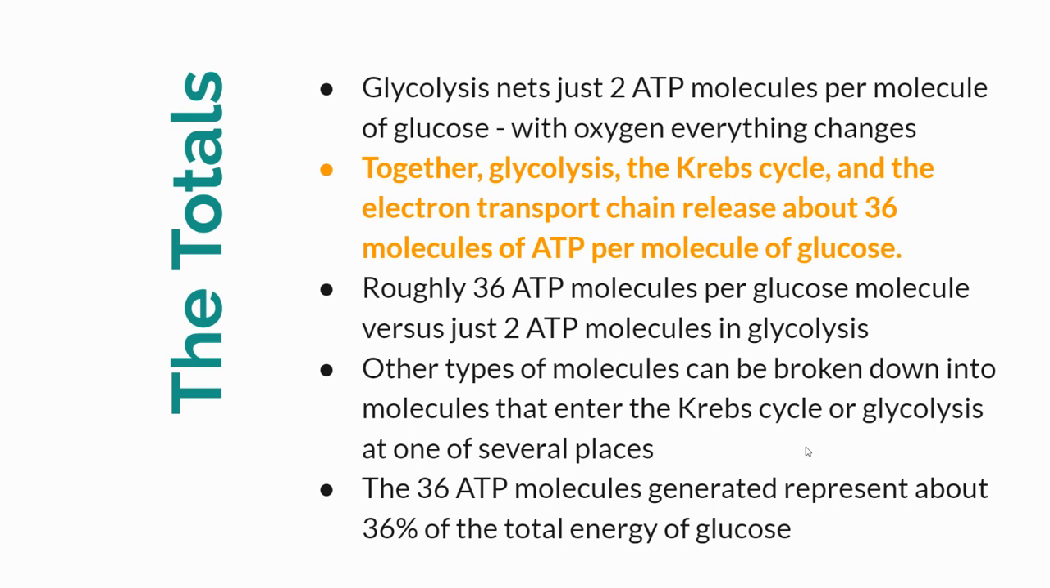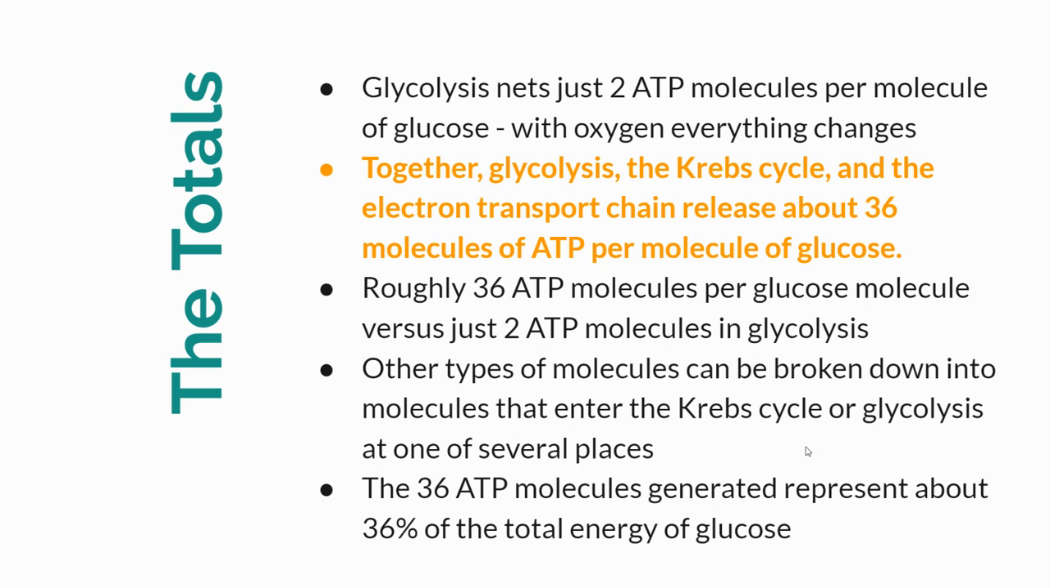Our diets contain much more than just glucose, though. So, of course, that's not really a problem for the cell. Complex carbohydrates are broken down to simple sugars like glucose. Lipids and proteins are broken down into molecules that enter the Krebs cycle or glycolysis at one of several places. Okay, so yes, we don't have to just eat glucose. It may be the most efficient, but it's not the only way to get food into our bodies.